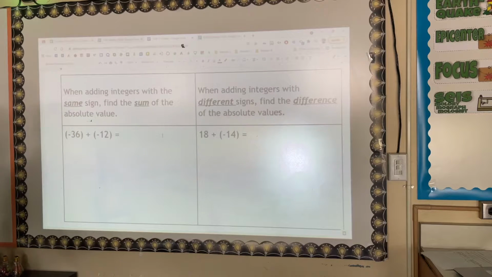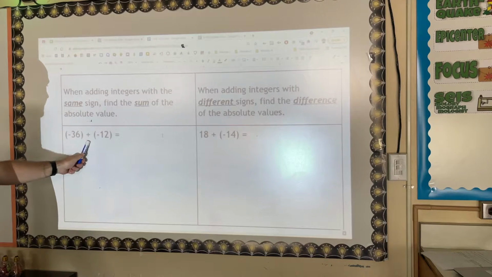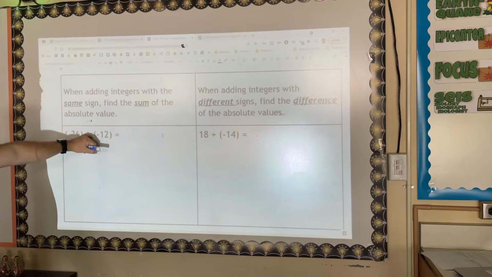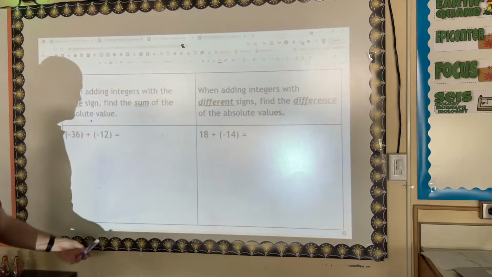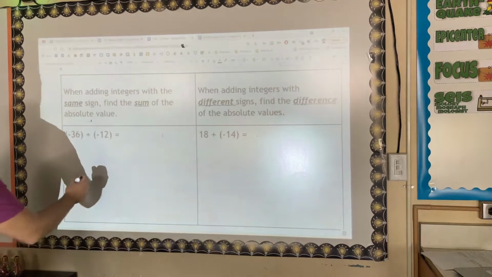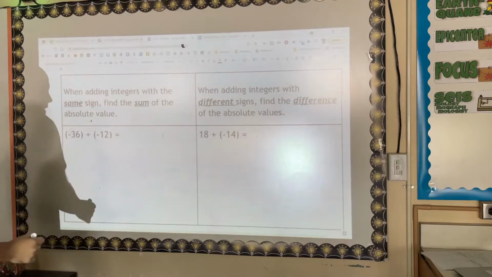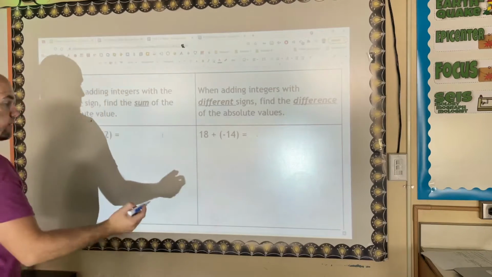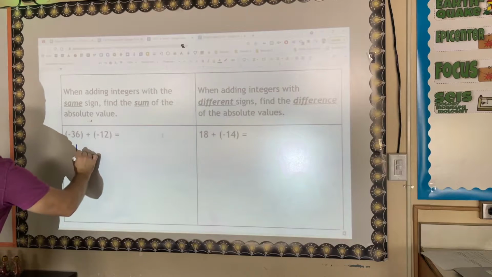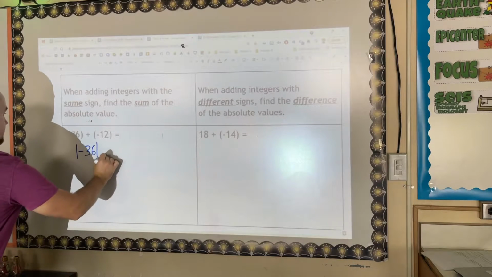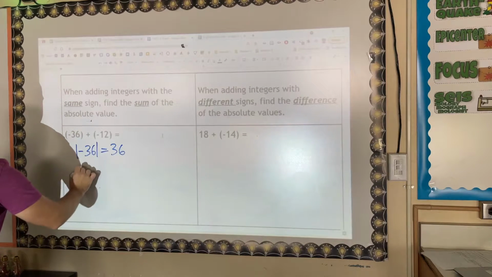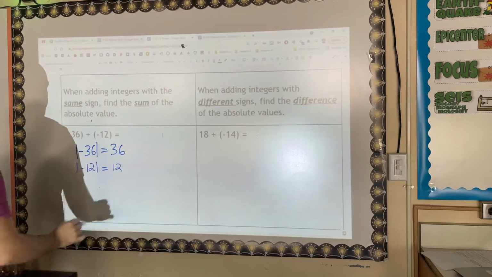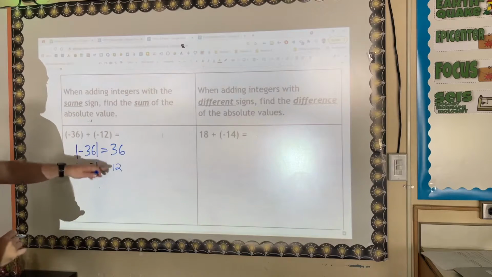So let's take a couple of practice ones just to see how it goes. This first one is negative 36 plus negative 12. We're adding, so this sign is always going to be a positive. And our signs here are a negative and a negative, so they're the same. So we're going to sum these up. We're going to look at the absolute value. Absolute value, again, is the distance to 0. The way we denote that is with straight brackets around negative 36. The absolute value of that is 36. And the same thing for negative 12, the absolute value is 12. It says to find the sum, so now we can just add those together.